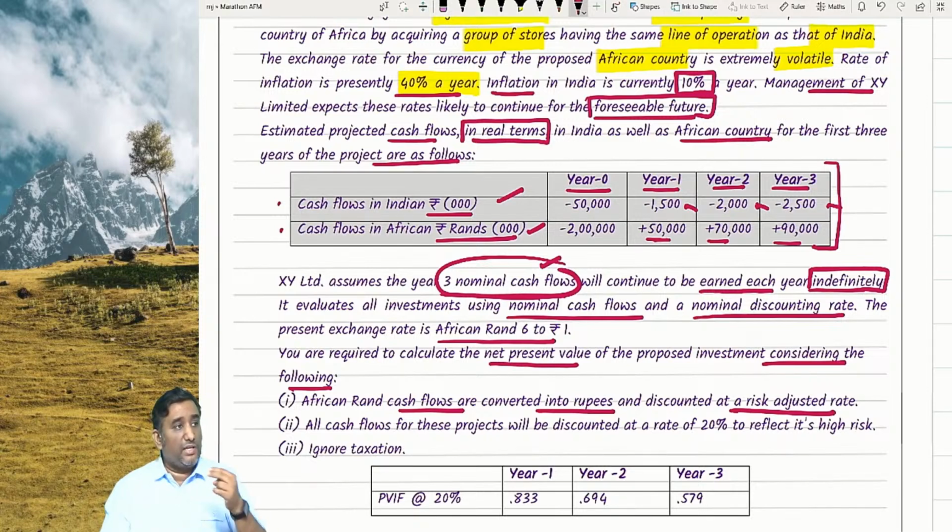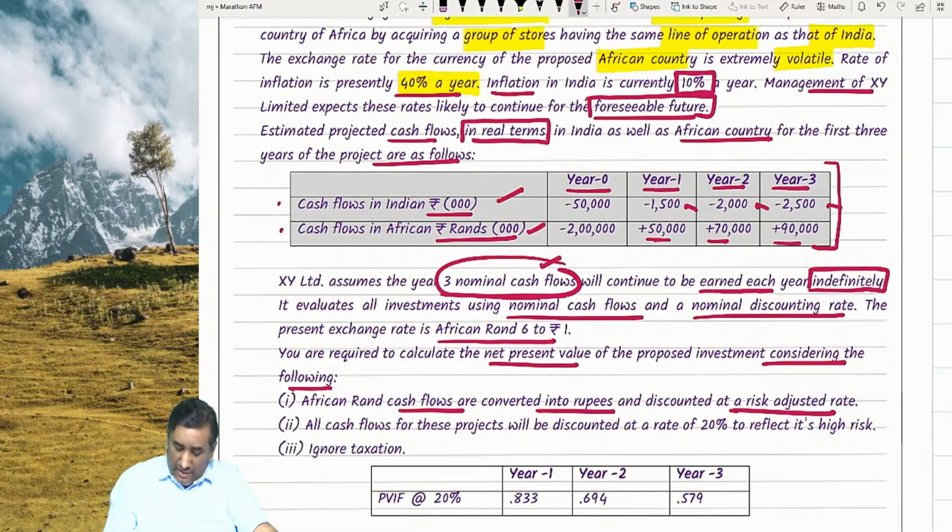Then using the inflation rates, calculate the estimated exchange rate using purchasing power parity, and then convert the African cash flows into what? Rupee cash flows. Add the converted African rupee cash flows with the rupee cash flows, get total cash flows, and that will be 1 year, 2 year, 3 year. Then apply a no growth perpetuity, a terminal value formula. The terminal value will give you a perpetual formula, and then you can discount back.